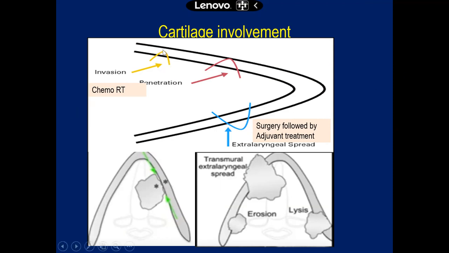If you have invasion of the inner cortex, this is the inner cortex, this is the outer cortex. This is the inner cortex, then up to here, abutment and inner cortex, the standard treatment is to go for chemoradiation because it is only T3 disease. If you have lysis or penetration, then we do not know. It needs a proper discussion with the radiologist.